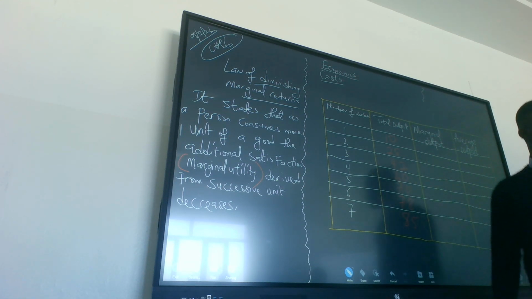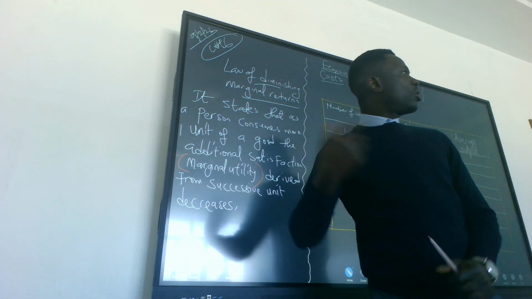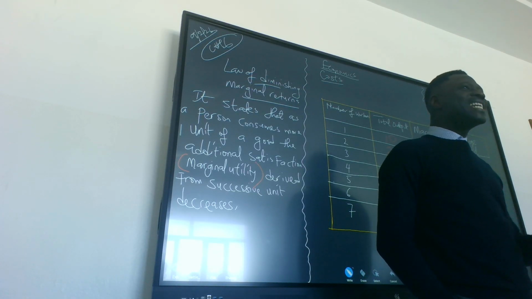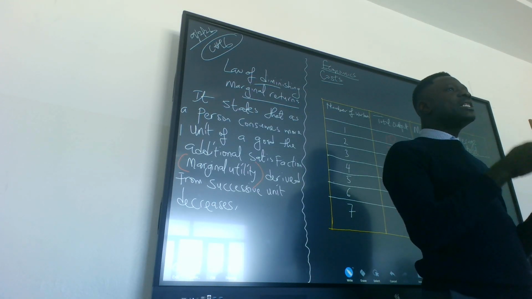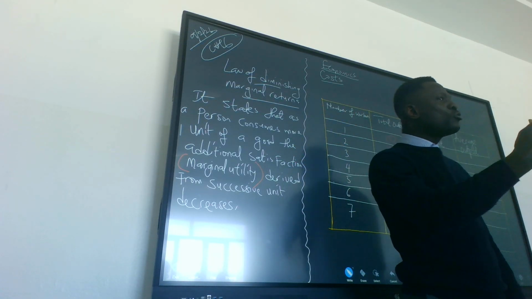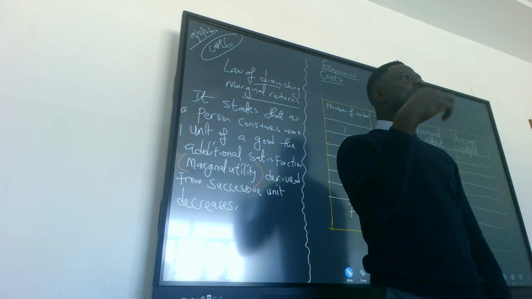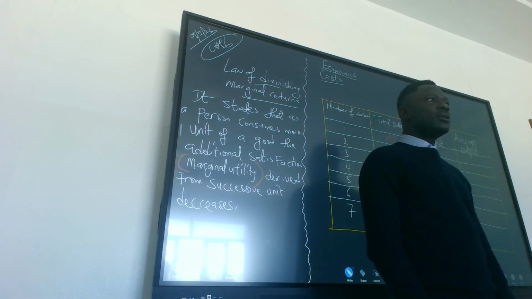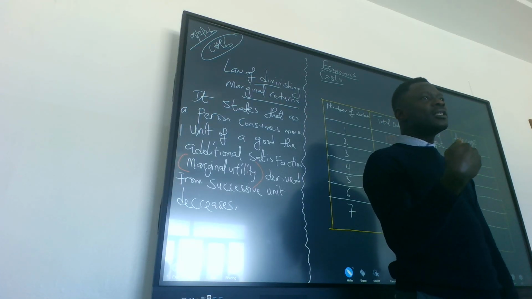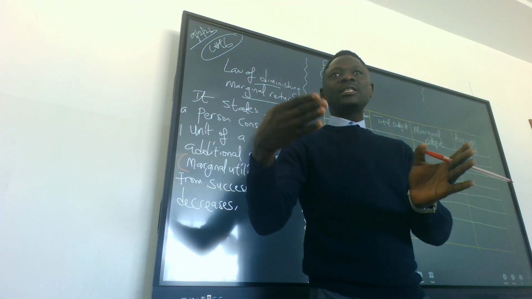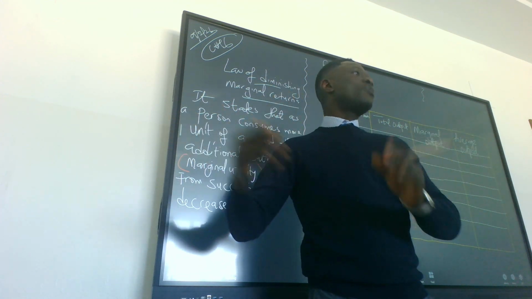Okay, guys. We continue with cost. Today we want to talk about the law of diminishing marginal returns. It's simply about why, when we consume an extra unit, instead of it increasing our satisfaction, it starts reducing our satisfaction. Diminishing returns occur because the satisfaction you derive from consuming additional units starts reducing as soon as you consume extra.